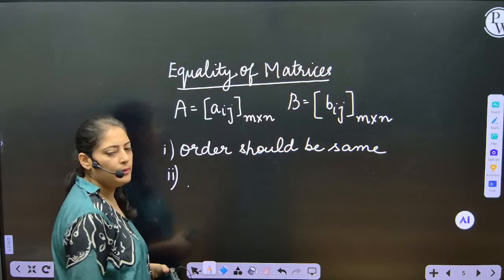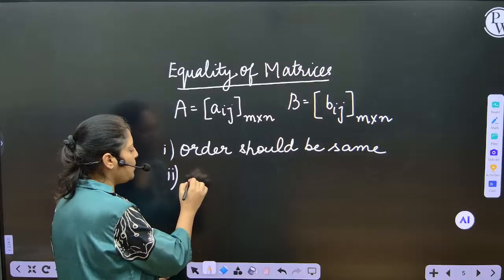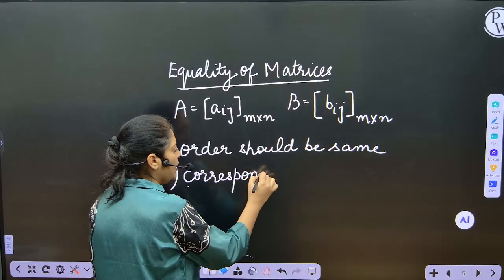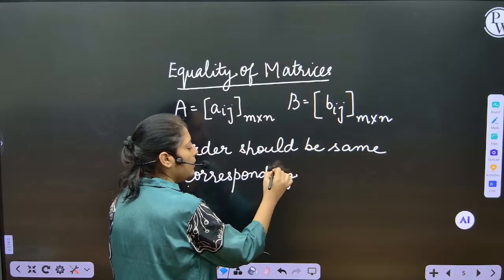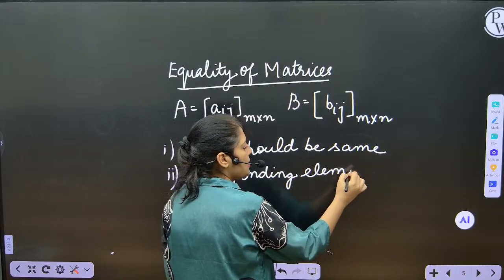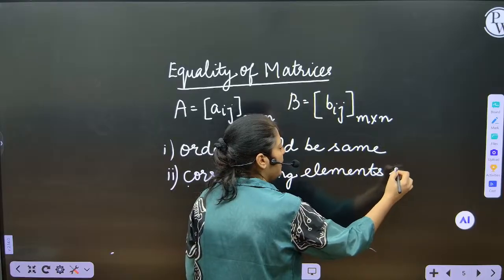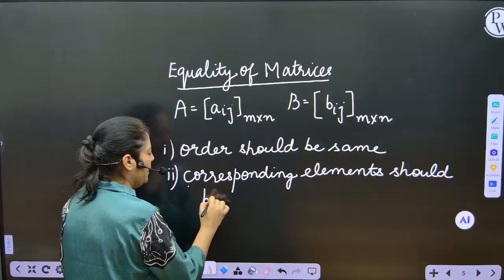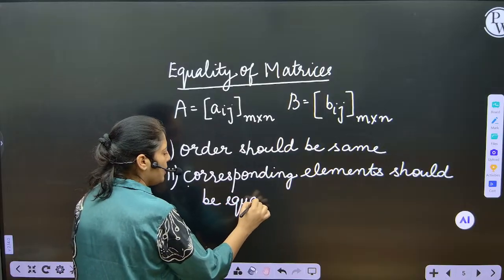Second, corresponding elements should also be same. I'll tell you the meaning of corresponding. Should be equal or same, you can say.